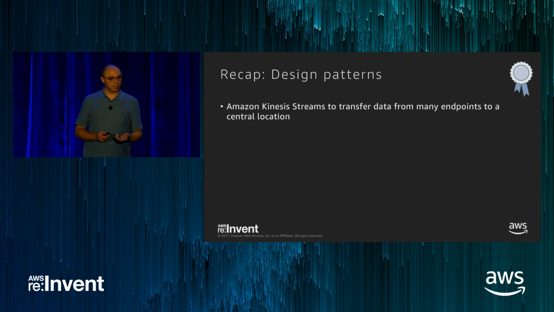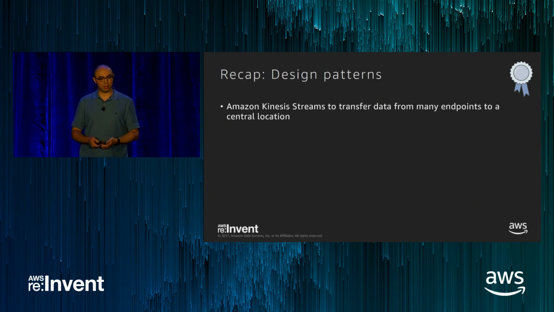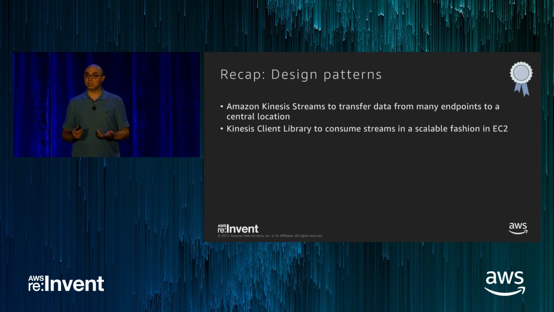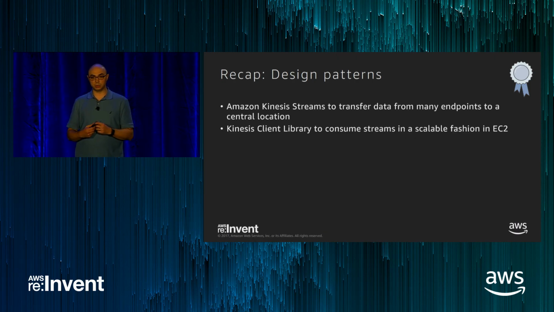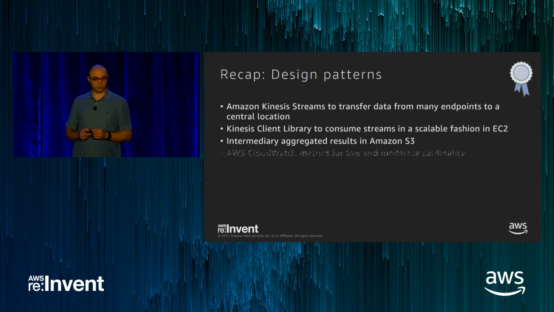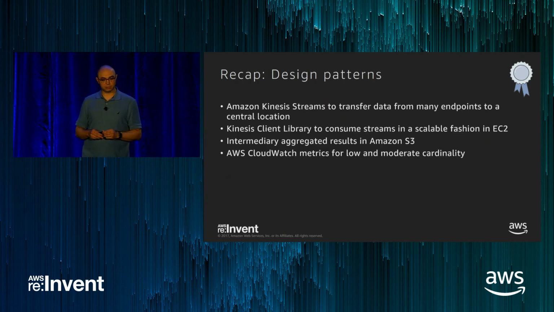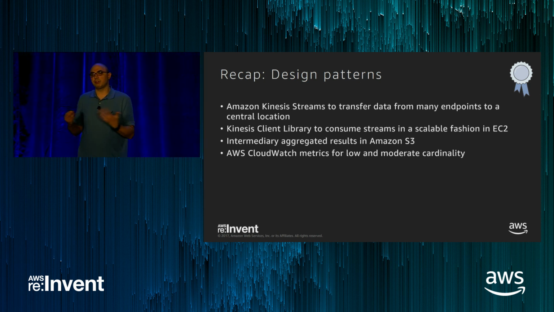As a recap of the design patterns we talked about today, we learned to use Kinesis to transfer data from many different endpoints back to a central location in a very scalable way. We learned that using Kinesis Client Library, we can do that in a scalable way inside EC2 as well. We can consume this data. We learned to aggregate this data in S3. We learned that we can use CloudWatch for metrics when we have low and moderate cardinality, which is when the number of metrics is not too large.